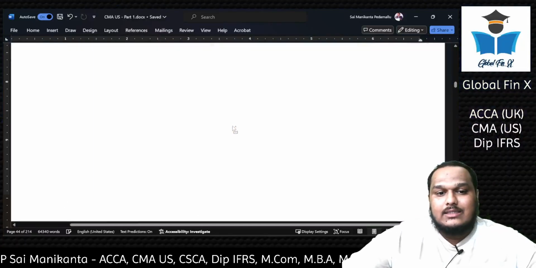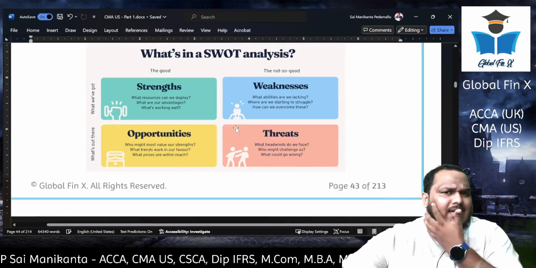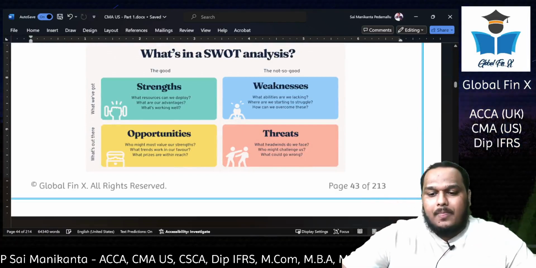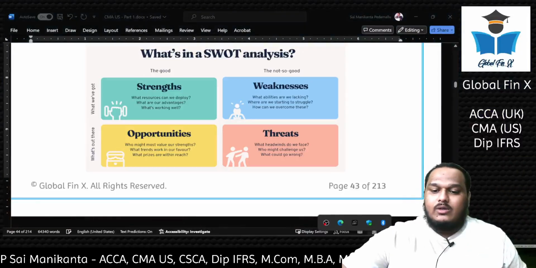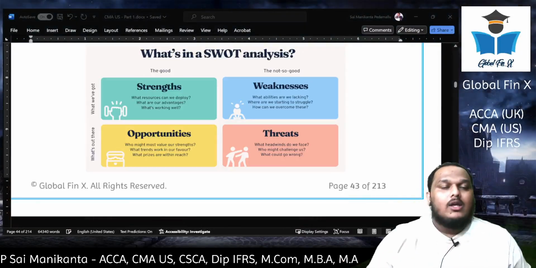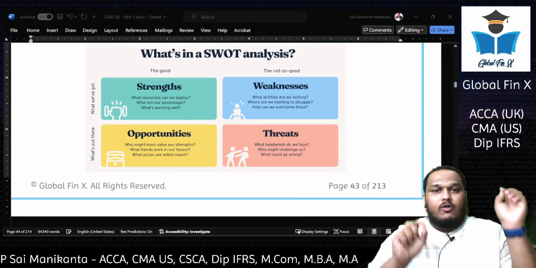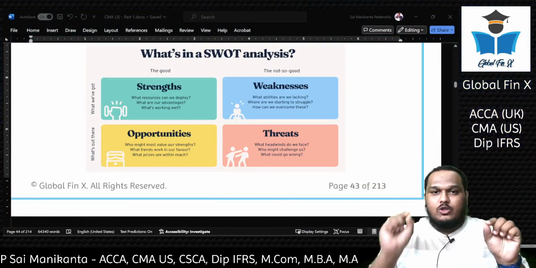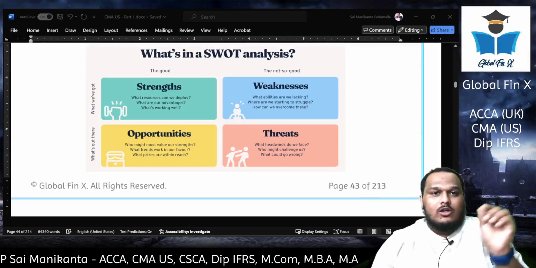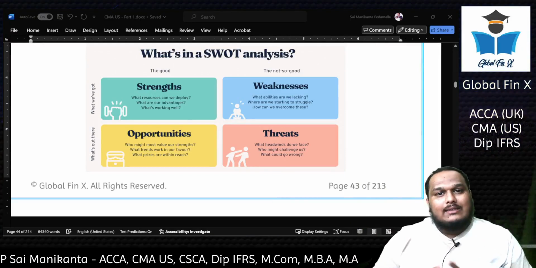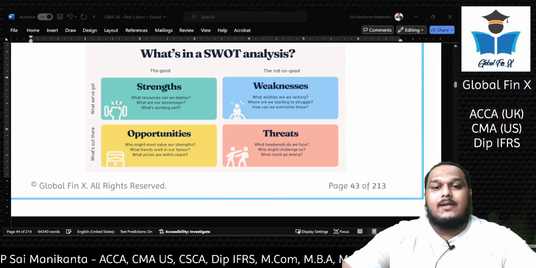So let's discuss these things. What happens in SWOT analysis? It's very simple. There is no big concept running around it. You take a piece of paper and a pen, put 4 headings: strengths, weaknesses, opportunities, and threats, and you start listing what are all your strengths, weaknesses, opportunities, and threats. That's it. As simple as that.